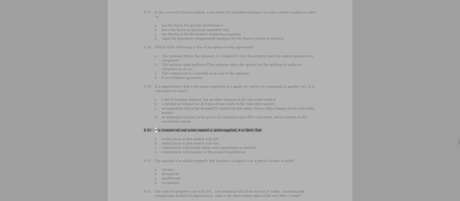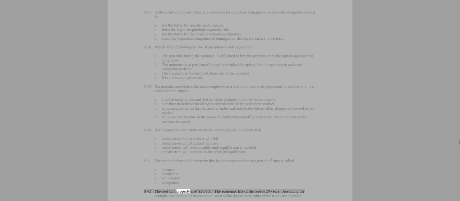S40. If a commercial real estate market is undersupplied, it is likely that: A. Rental prices in that market will fall. B. Rental prices in that market will rise. C. Rental prices will remain stable until equilibrium is reached. D. Construction will increase to the point of equilibrium. S41. The amount of available property that becomes occupied over a period of time is called: A. Vacancy. B. Absorption. C. Equilibrium. D. Occupation.